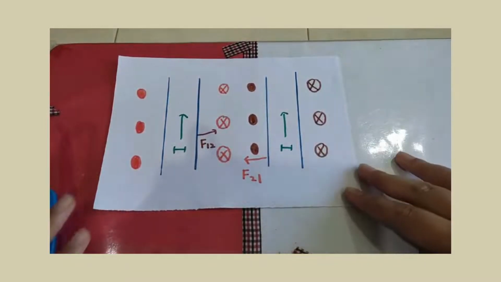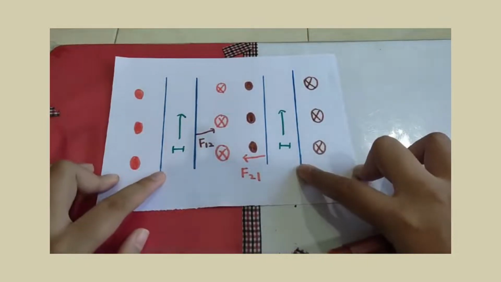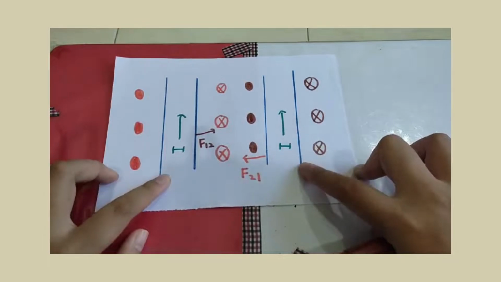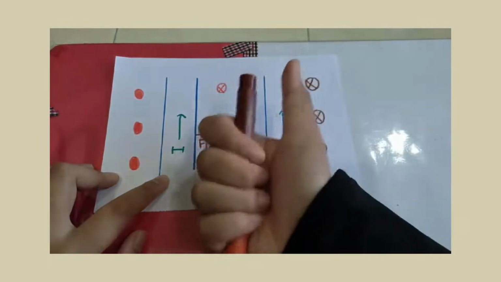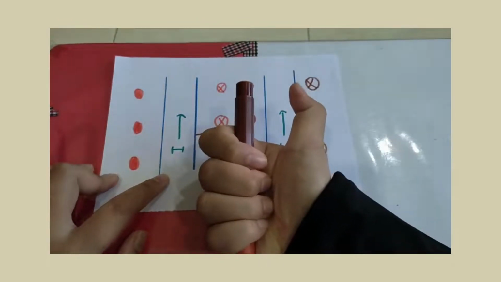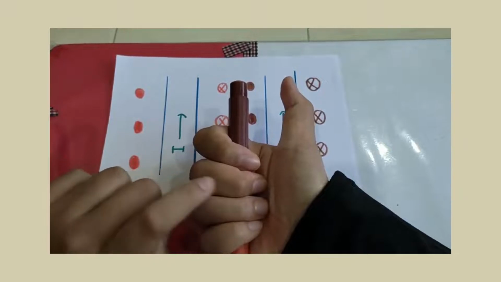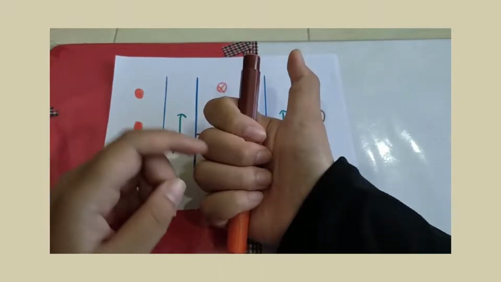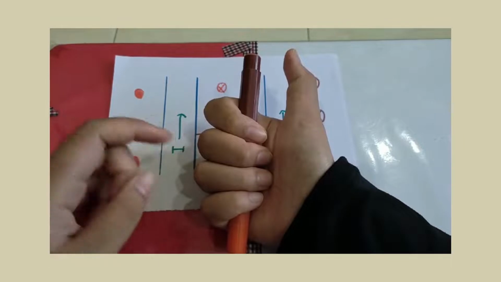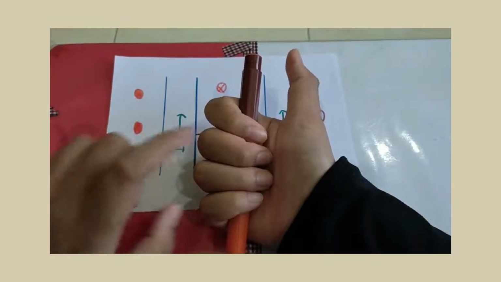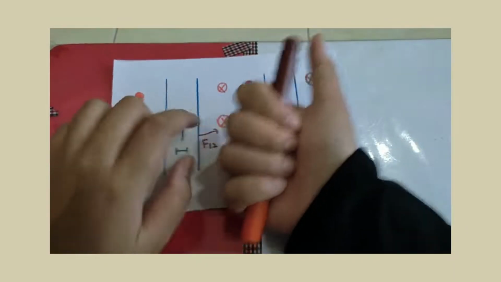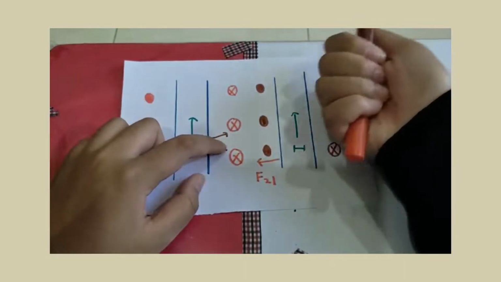So in this picture, we have two parallel wires that have the same direction of current. In order to find the magnetic field direction, we will use the right hand rule. So the current is going upward, and this is the magnetic field direction. The magnetic field here is going out of the paper, so we will use a circle, and this part is going into the paper, so we will use X. Same goes for the second wire.